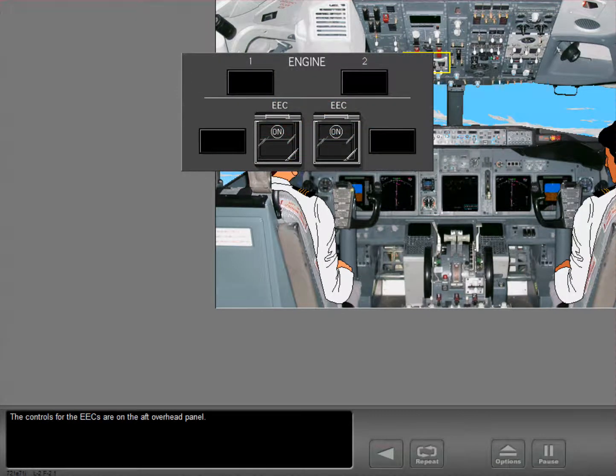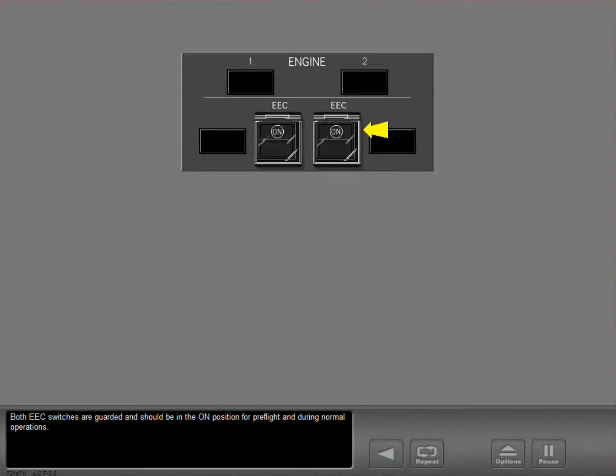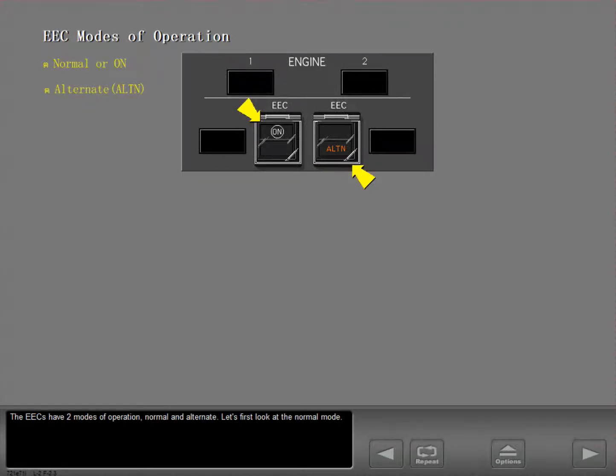The controls for the EECs are on the aft overhead panel. Both EEC switches are guarded and should be in the on position for pre-flight and during normal operations. The EECs have two modes of operation, normal and alternate. Let's first look at the normal mode.